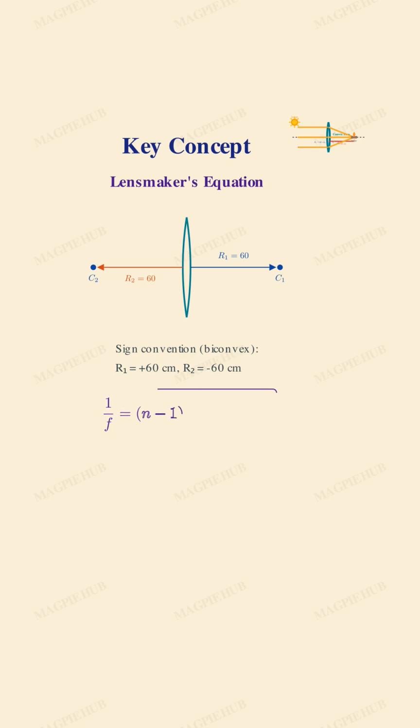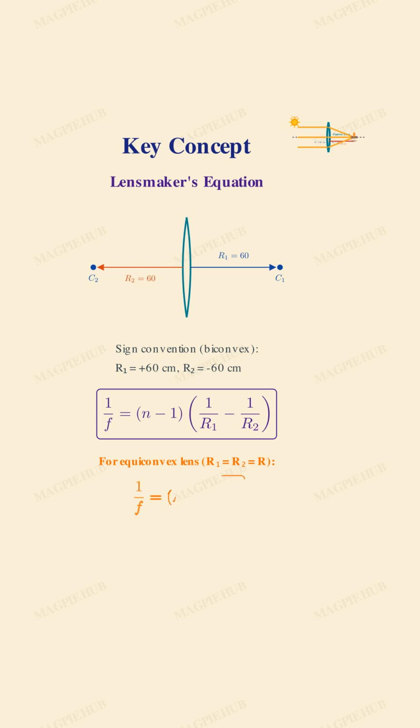For an equiconvex lens, both surfaces have the same radius of curvature r. Using the sign convention, r1 equals positive r and r2 equals negative r. Substituting, 1 over r1 minus 1 over r2 becomes 1 over r plus 1 over r, which equals 2 over r. So the simplified formula is 1 over f equals (n minus 1) times 2 over r.